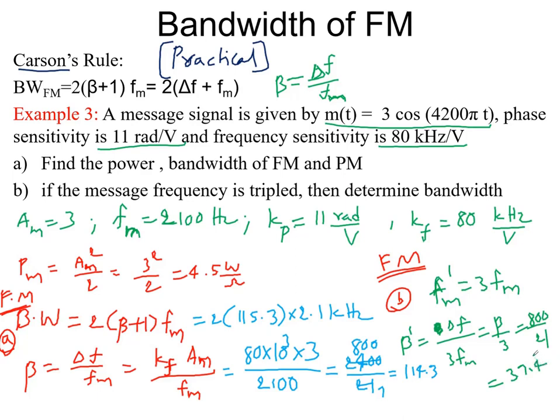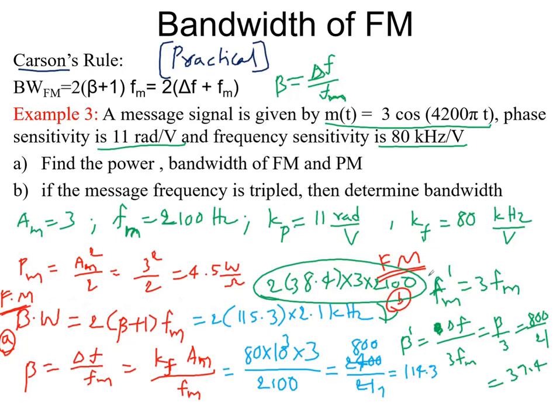If you try to put this in this equation, obviously you will arrive at your second answer. Your second answer will be 2 times 38.4 into message frequency. What is happening? 3 times the old message frequency, 3 times 2100. You need to simplify this to get your new bandwidth. Hope everybody understood for the case of the frequency modulation.